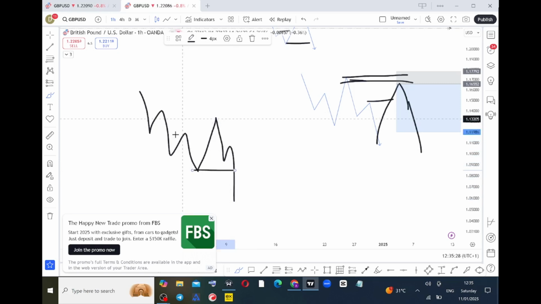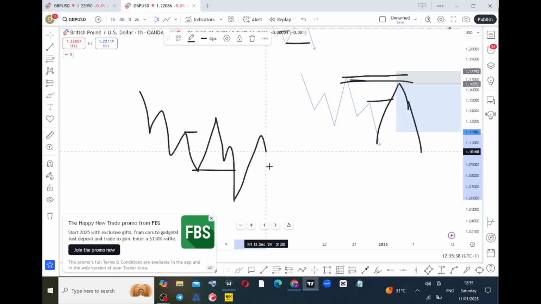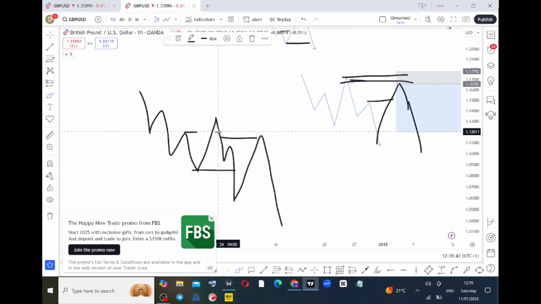Once this level has been taken out, it has been confirmed to me that this is a structure. Inducement taken out, market breakdown is a sign that we are pushing down. So the next structure for me is where I want to approach the market. So this is what I will do. I will take an entry from here.